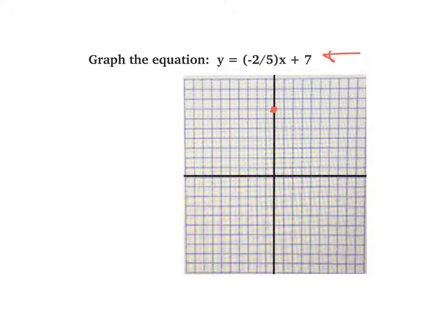You need 2 points to draw a line. I'm going to use the slope to get my second point. And you don't start the second point from the origin, start it from your y-intercept. So my slope here is negative 2/5. So I'm going to start at the 7 and go down 2, right 5, to right there, and just connect them. And there's your graph, there's your line.